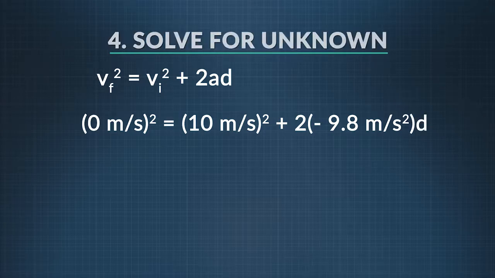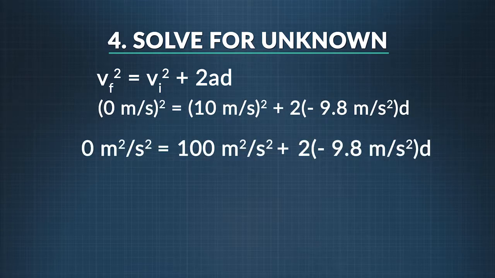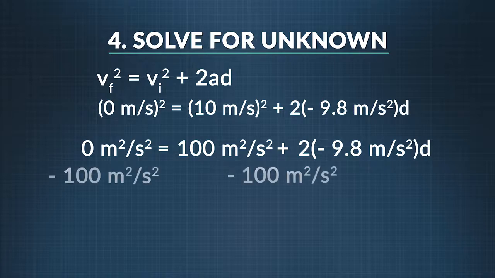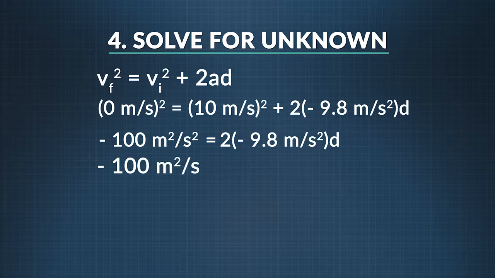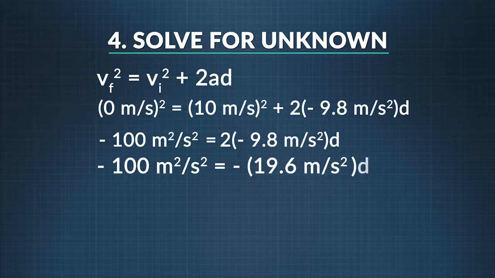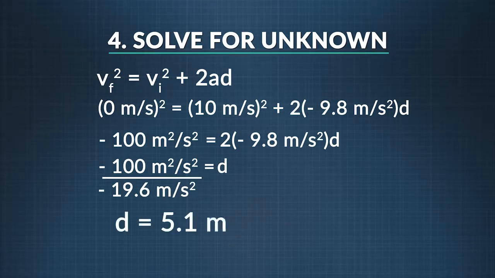In the final step, step 4, we solve for the unknown, displacement. We get rid of the exponents by squaring the numbers and units within parentheses. 0 squared is 0, and 10 squared is 100. Then, subtract 100 from both sides, which leaves us with the equation negative 100 meters squared per second squared equals negative 19.6 meters per second squared times our displacement. We need to get displacement alone, so we divide both sides by 19.6. This gives us a displacement of 5.1 meters. That's how far my throw traveled in free fall before it reached its maximum height of 5.1 meters.